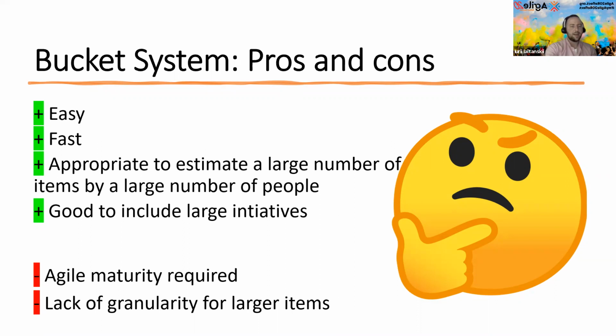The cons are that some agile maturity is required, because it's not that easy to estimate fast when you have a large amount of items, and the team should be really coordinated to complete this task in time. And as I said, some of the larger items would require additional refinement sessions to be broken down into smaller pieces. Okay, any questions on this one?